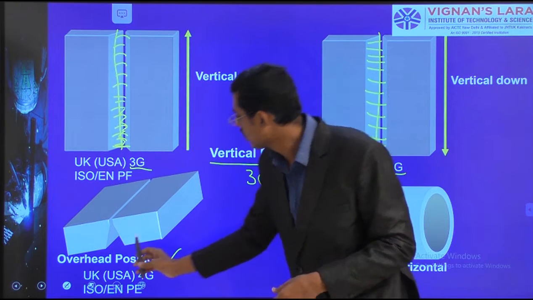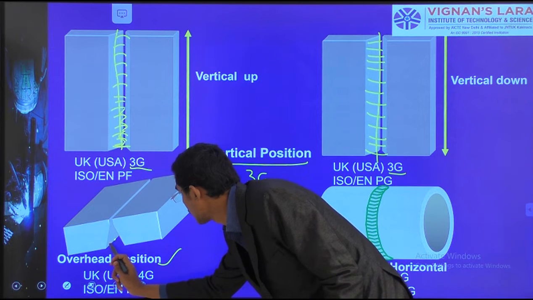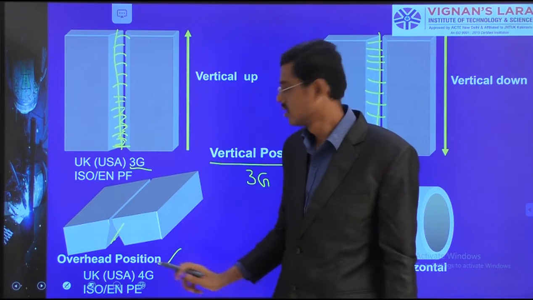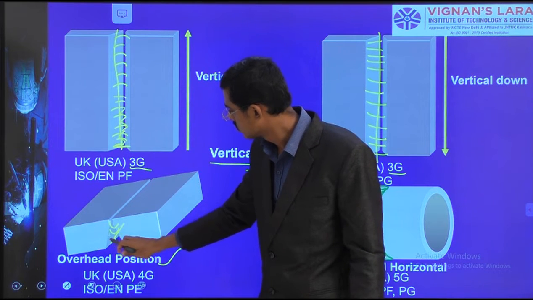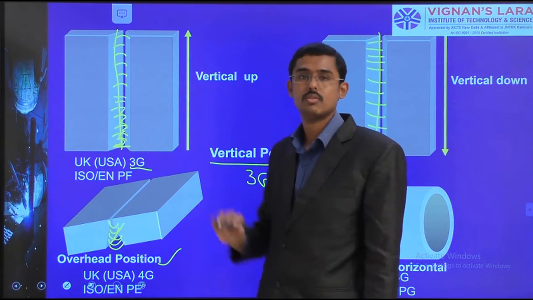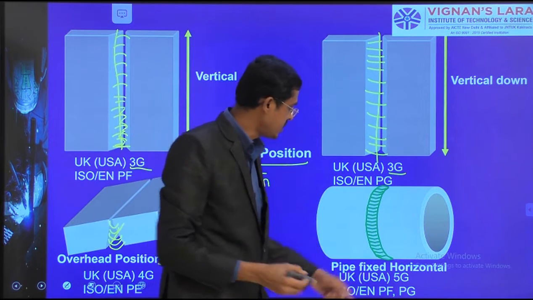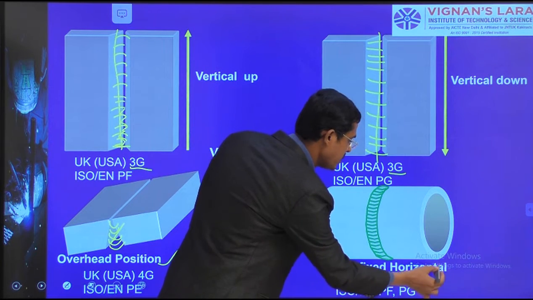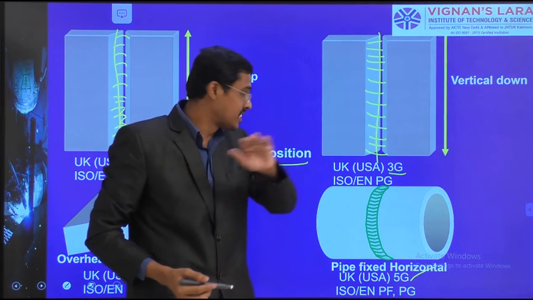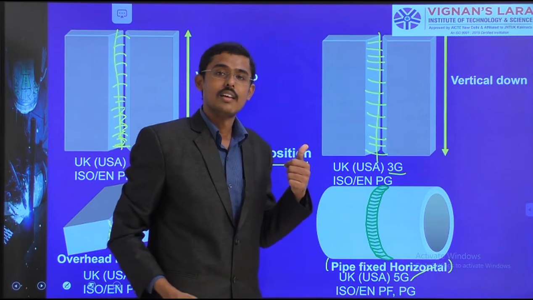What I am doing here, I want to do overhead position here. So I am doing welding in this location. 4G position, overhead 4G. Now again the complexity is increasing. It is 5G. See the 5G position. This pipe is fixed. This is written here. The pipe is fixed there.